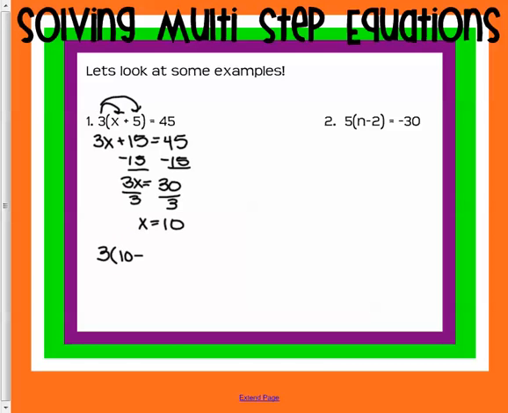So I'm going to plug in my calculator 10 plus 5, and I get 15. And then I'm going to multiply that by 3, and I get 45. So I know that it works. Go ahead and try this next one with me. Show your jumps with your 5 to the n and to the negative 2. Don't forget that that's not a positive 2. So this is 5n, and 5 times negative 2 is negative 10.